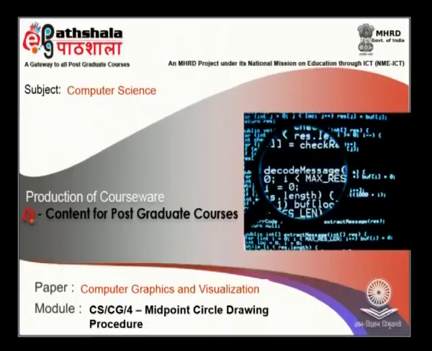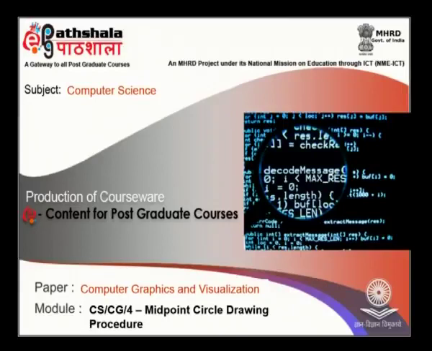Welcome to the E-Pathshala lecture series on computer science for postgraduate students. We are learning the subject computer graphics and visualization. In this series, we had done few sessions earlier. So, this is the fourth session in this series.